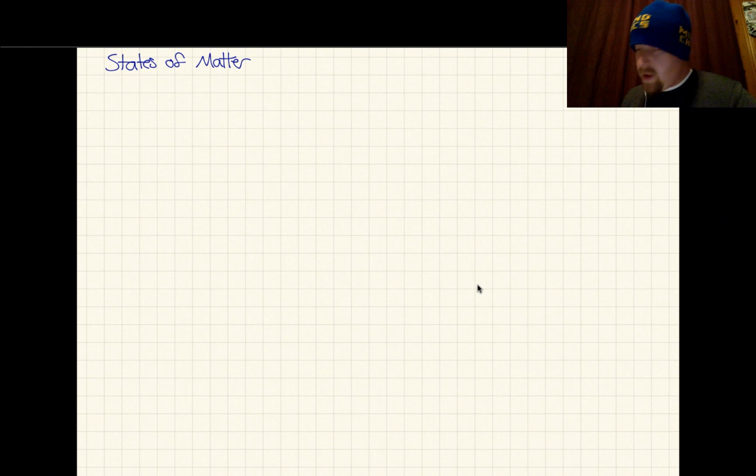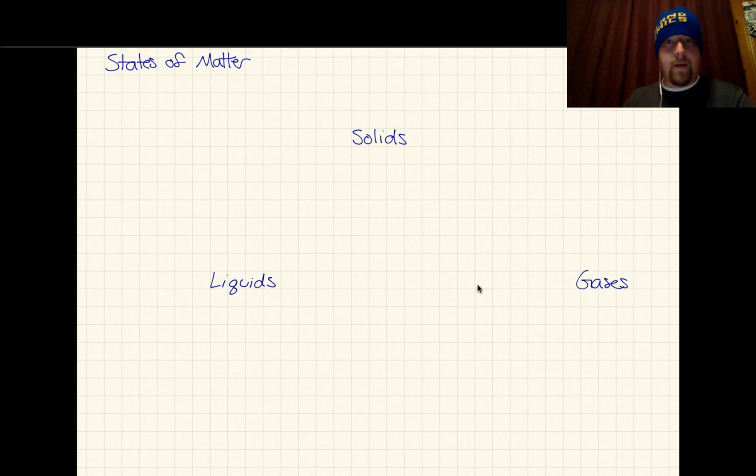So states of matter. Let's start with the three basics. We talked about this in class. We have solids, liquids, and gases. So we have these three states of matter. In class we defined them, and I'm going to do that again in a little bit. But we also talked about the transitions from one state to another, and particularly we talked about solids to liquids to gases. So we worked our way this way.